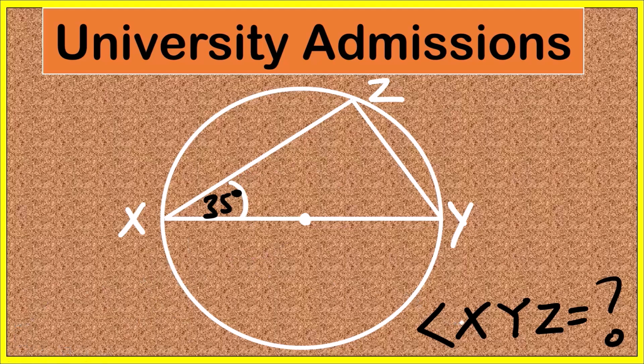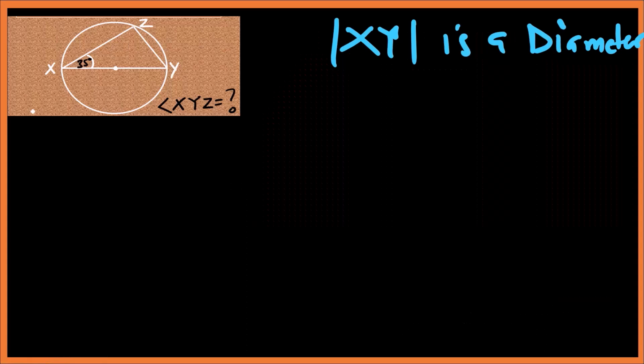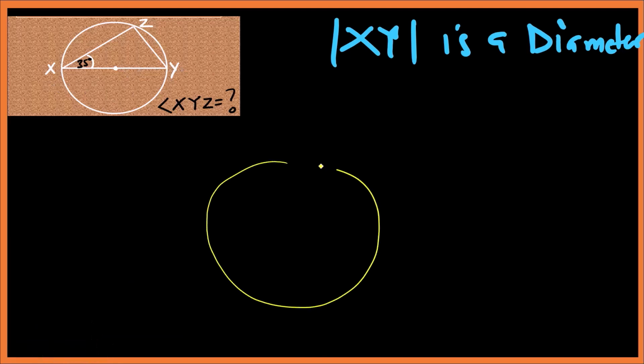Now let's find angle XYZ. So we want this side. This is one of the properties of circle theorems. Now let's get started. Line XY is a diameter, not drawn to scale. So if I say AB is a diameter, it means the angle that subtends the circumference here forms 90 degrees.